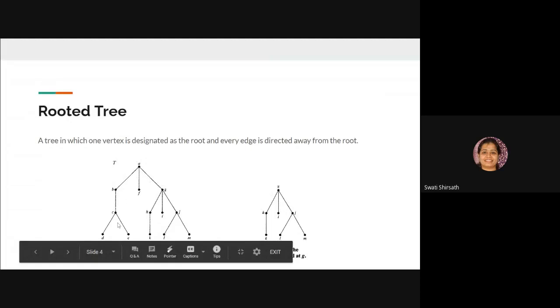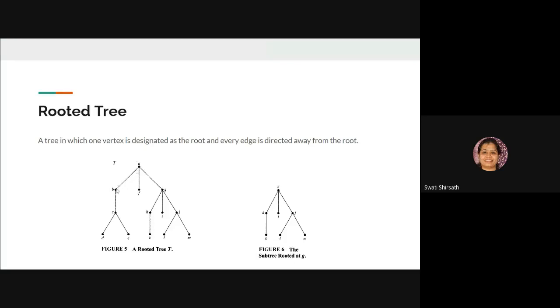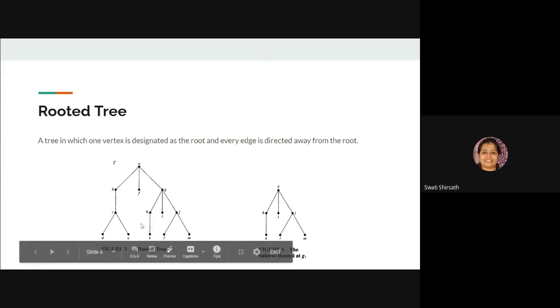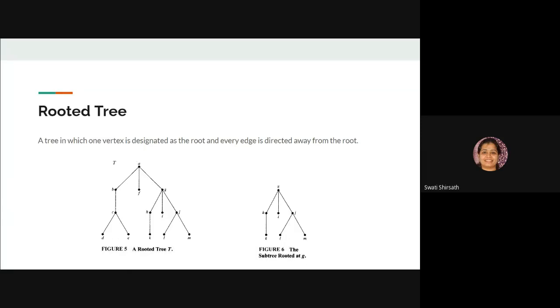Okay, and arrows are also there. So instead of this simple edge, you can show an arrow from A to B. It will never be from B to A. It is always from top to bottom. So this is a rooted tree, and the tree we have discussed in general.